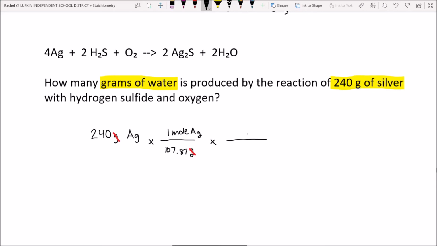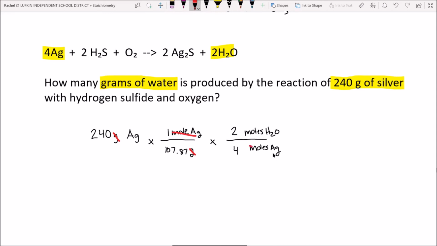So we want to get to water. What's going to be on top? Moles of water. What's going to be on bottom? Look at what we need to cancel out. Y'all see how we need moles of silver to cancel out? Are y'all following that? Okay. So now we put in the numbers, because when you have mole to mole, you can do the numbers from up here, right? So we've got 2 moles of water and 4 moles of silver, from here and here, we've got 2 and 4, okay? So now everything is canceled out.